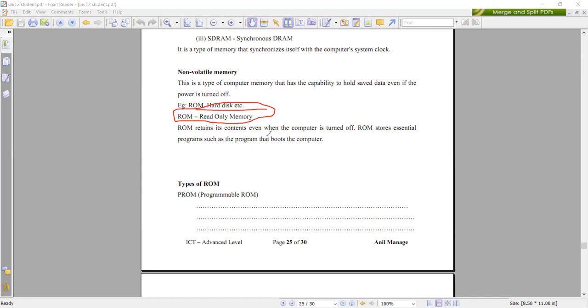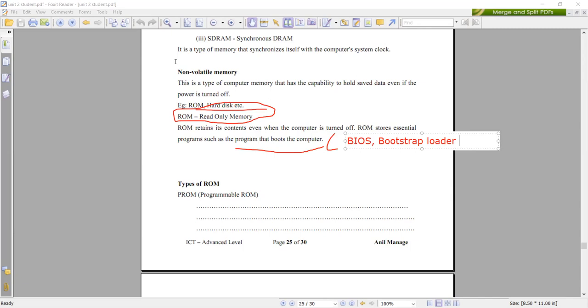ROM retains its content even when the computer is turned off. ROM stores essential programs such as the program that boots the computer. So within brackets put BIOS and bootstrap loader. These programs are there inside the ROM. So that's why even if the power goes, nothing will happen to these programs. Because of these programs, we can boot up the computer without any problem. So nothing will happen to the programs inside the ROM.